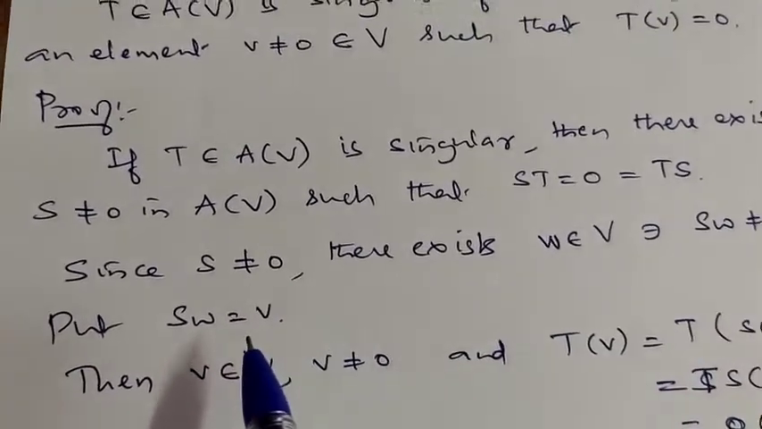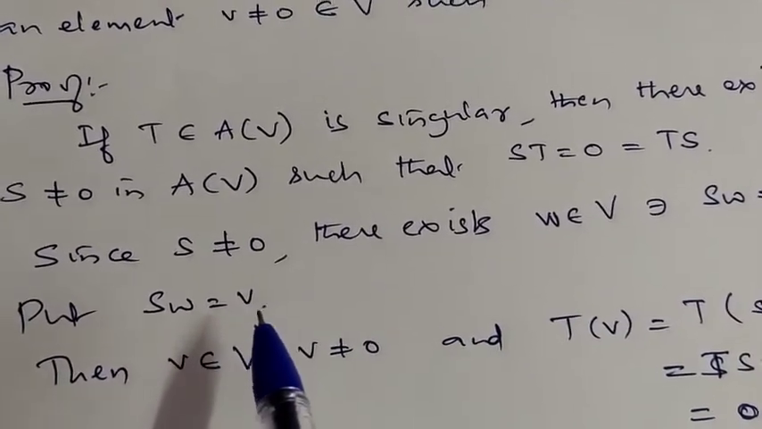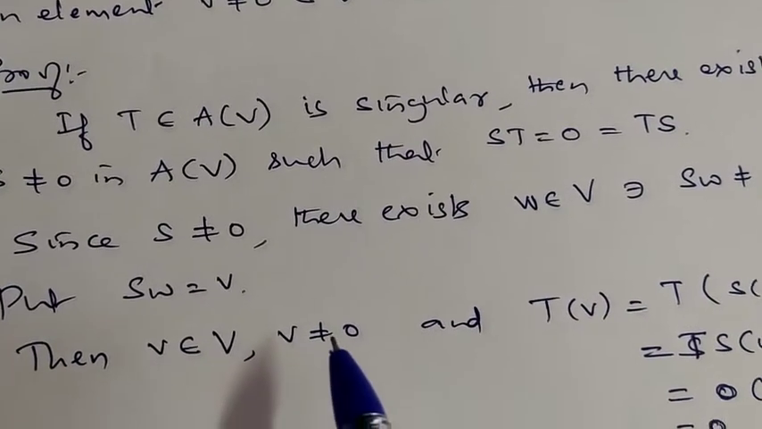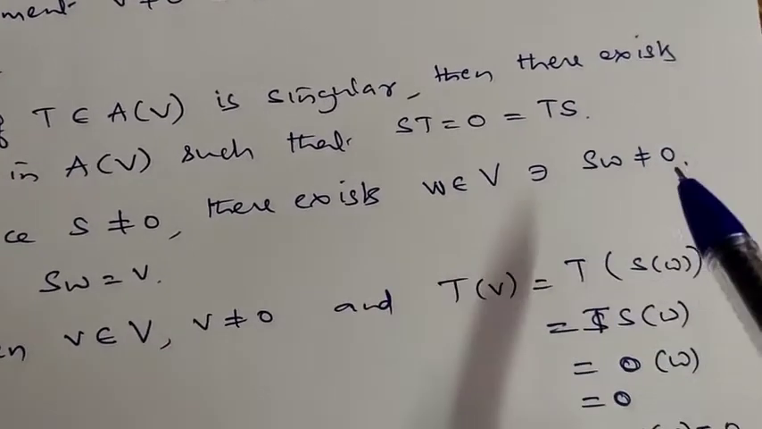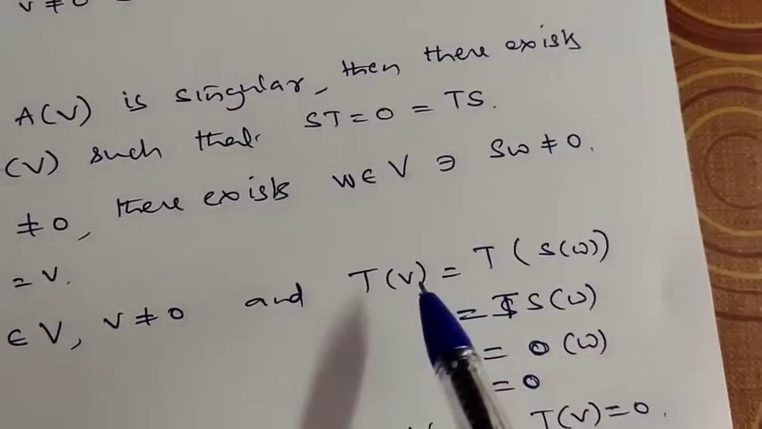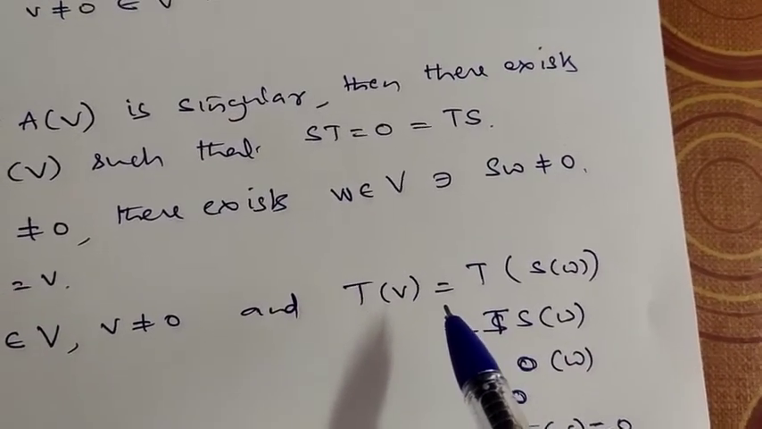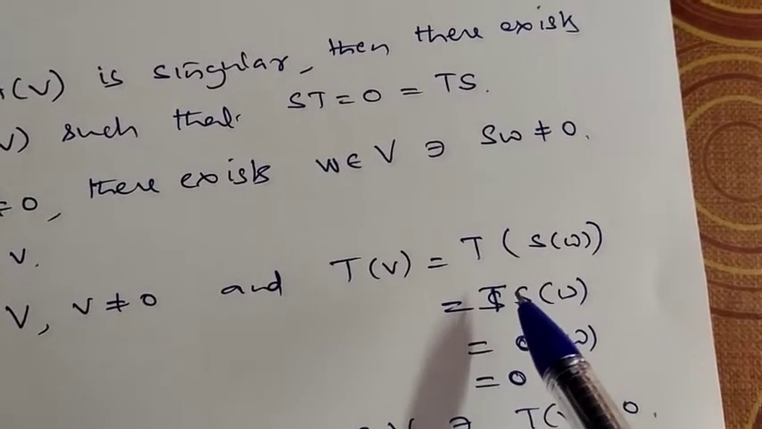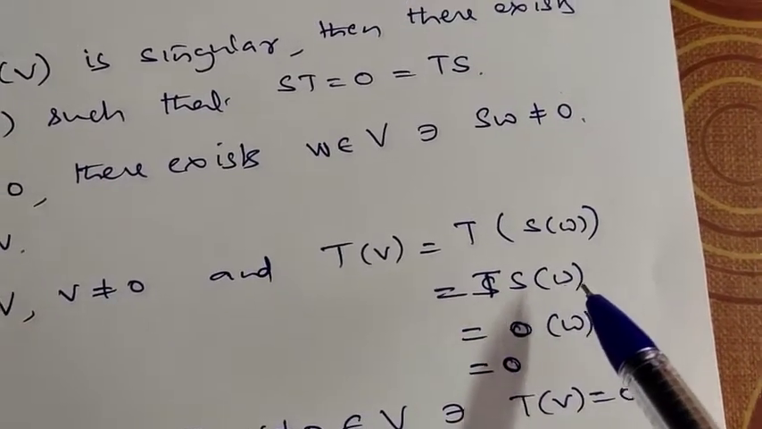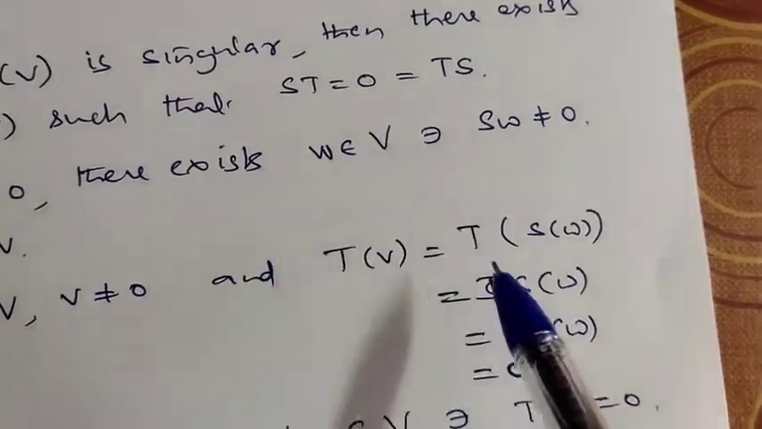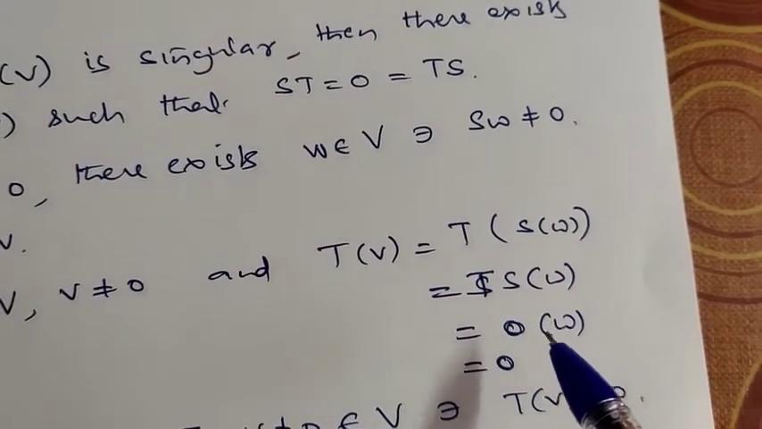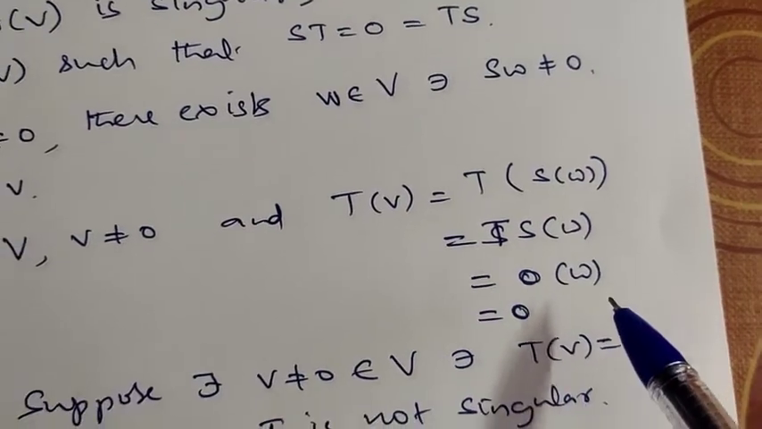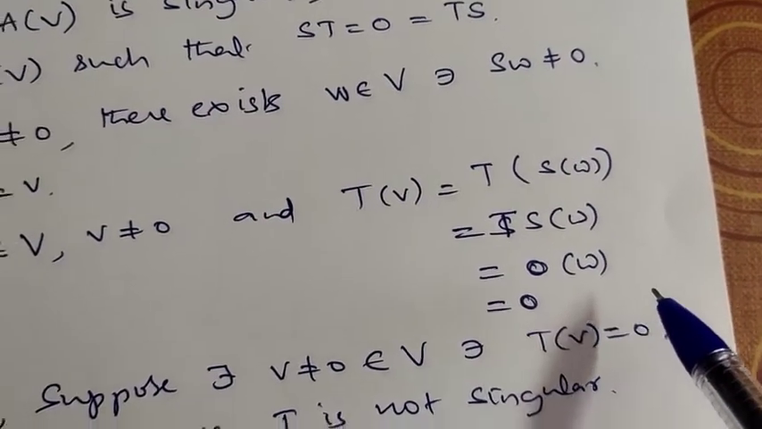That vector I take to be v. S of W is equal to v. Then certainly v belongs to V. v is not equal to 0 because S of W is not equal to 0. And T of v, what is T of v? T of v means T of S of W. But T into S is what? 0. So 0 of W, but the 0 transformation of W is 0 for every W.